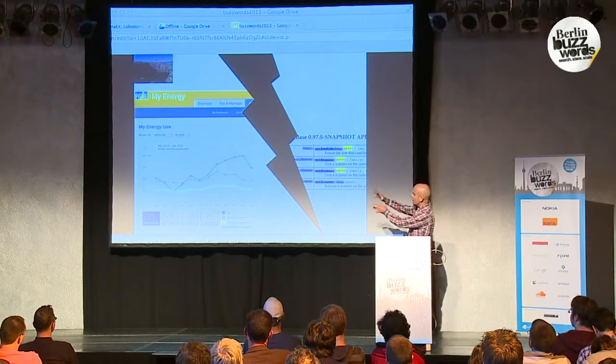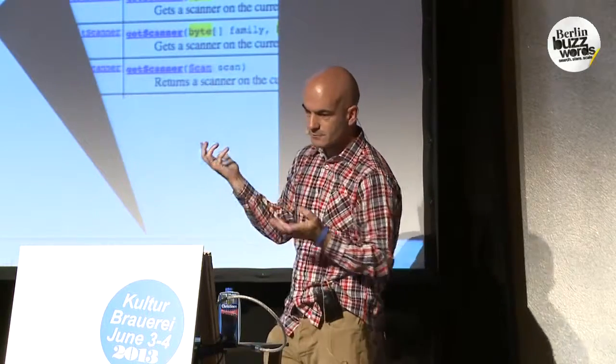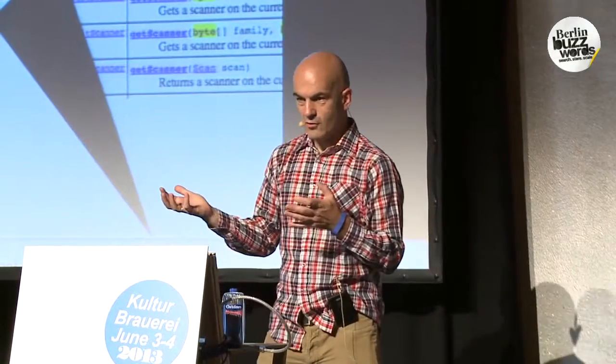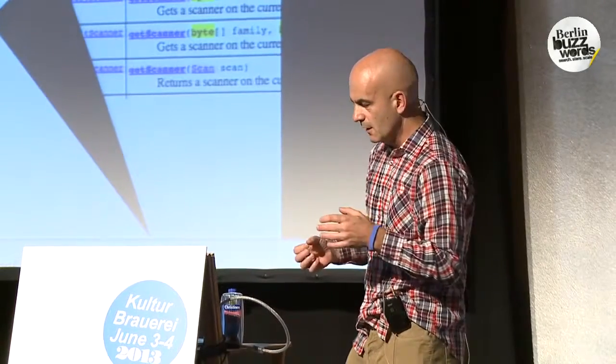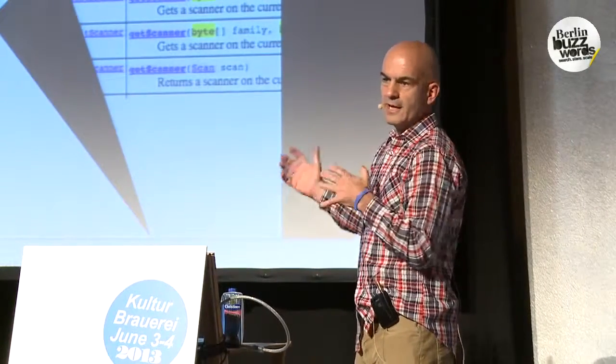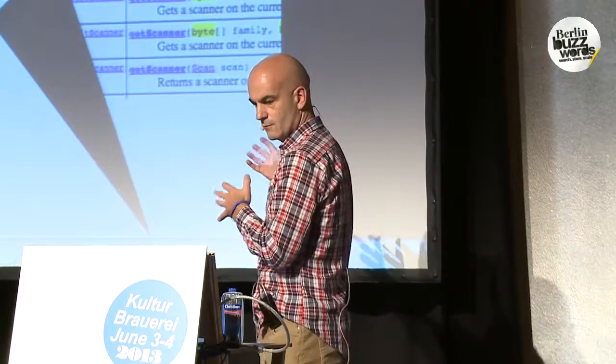So you have this nice little application over here, but on the right-hand side is our dirty raw bytes API. That's all you have in HBase. So how do you write applications against it? How do you make it easy to write applications against this raw API?